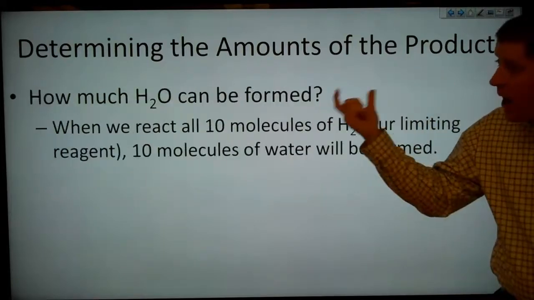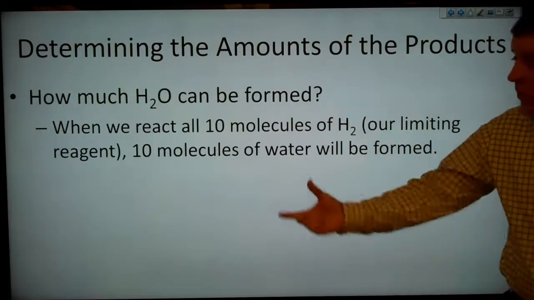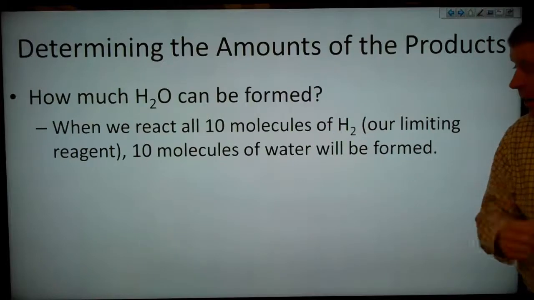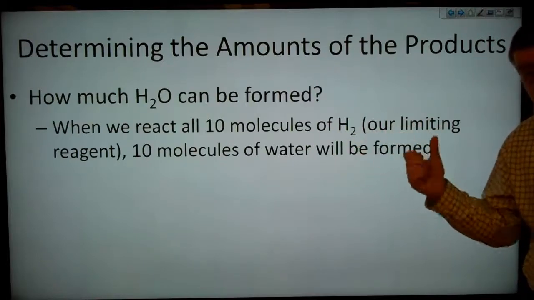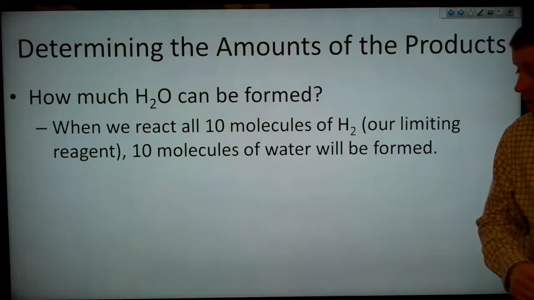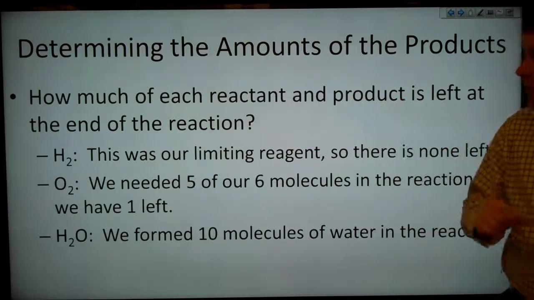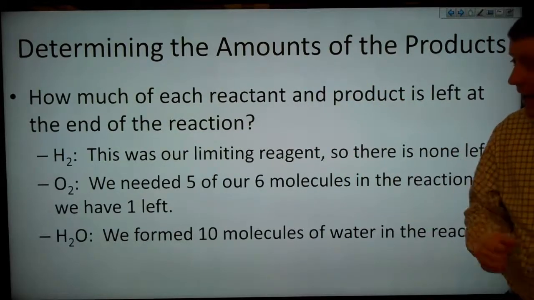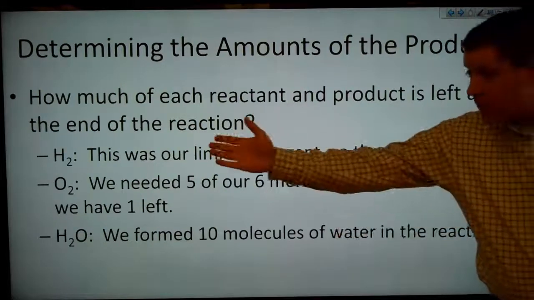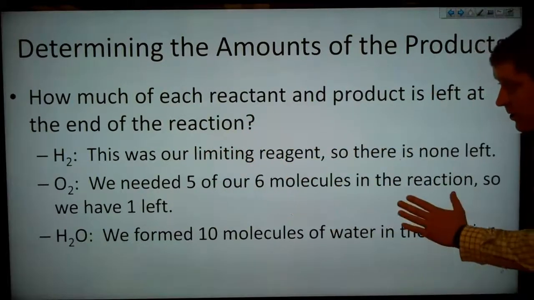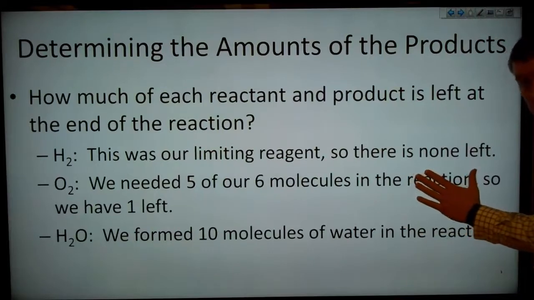So the next question is, how much water can be formed? When we react away all 10 of our molecules of hydrogen, remember that hydrogen is our limiting reactant, 10 molecules of water will be formed. Now last, we wanted to know how much of each reactant and product is left at the end of the reaction. Now for hydrogen, this was our limiting reagent, and thus there's none left.